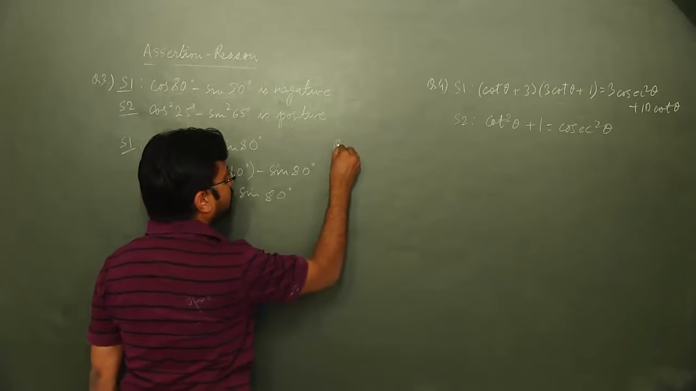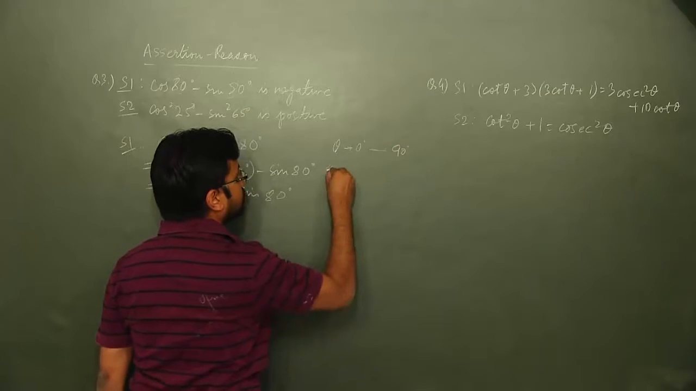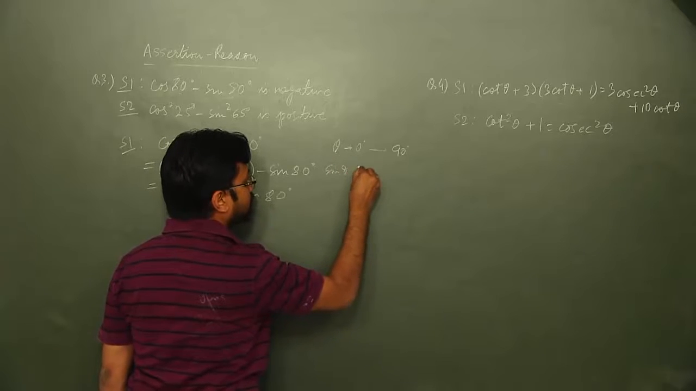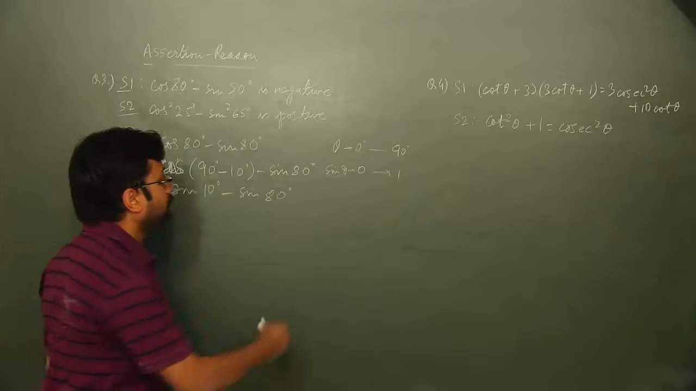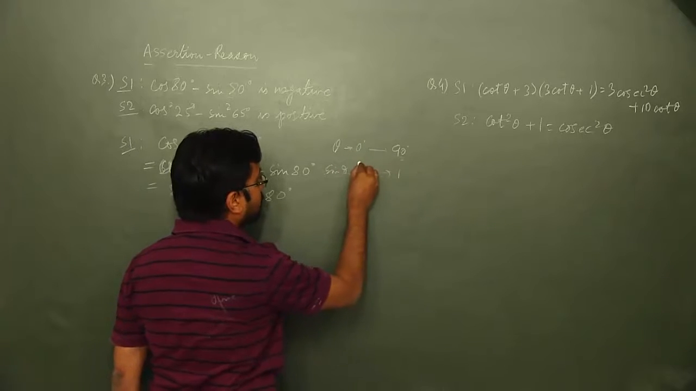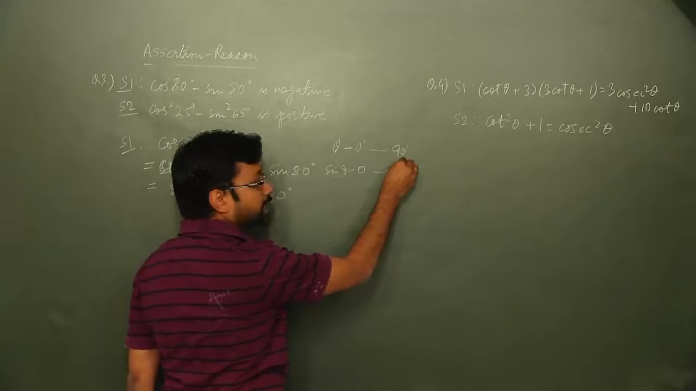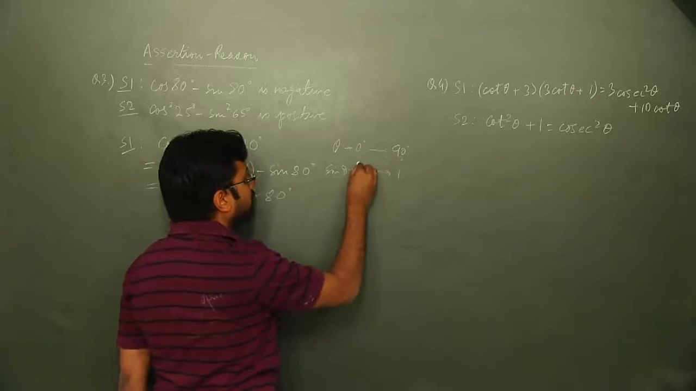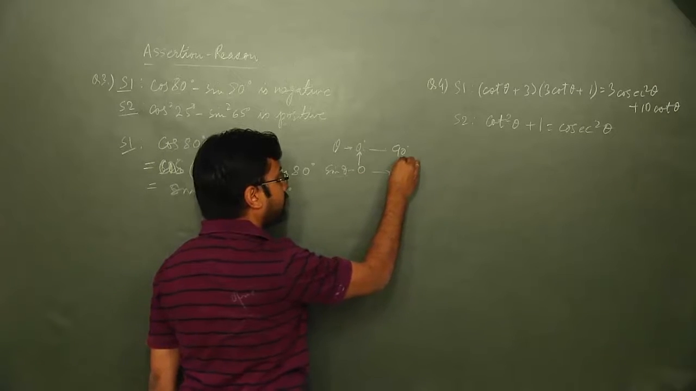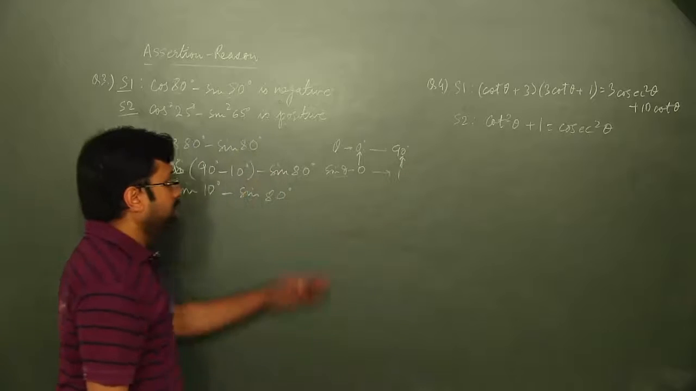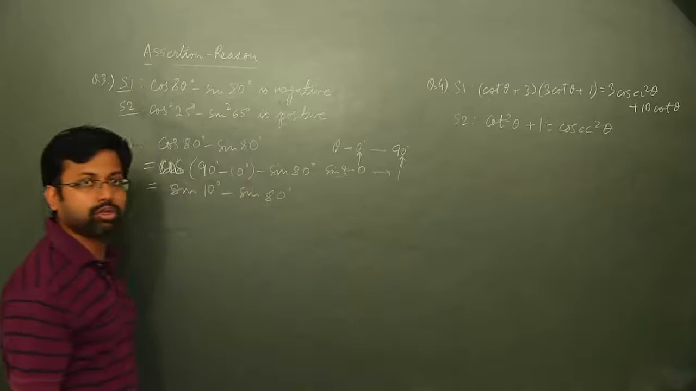Now we know that as theta increases from 0 to 90 degrees, sine theta changes from 0 to 1. So sine theta is an increasing function from 0 to 90 degrees. The smaller the angle, the smaller the value of sine theta, and the greater the angle, the greater the value of sine theta. For 0 degrees sine theta is 0, and for 90 degrees sine theta is 1. It goes on increasing from 0 to 1 between 0 and 90 degrees.